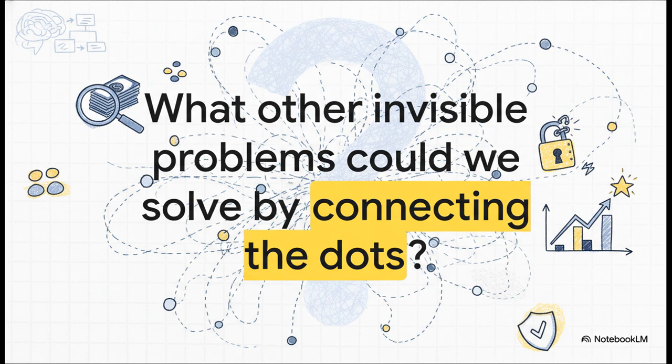Which kind of leaves us with one final big question. If connecting the data can reveal these massive hidden fraud networks, what other complex, invisible problems could we start to solve just by looking for the hidden relationships between the dots?